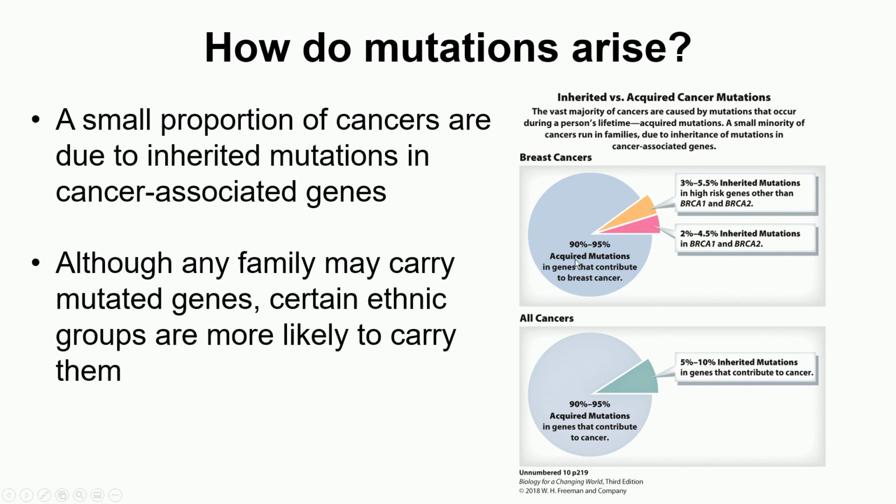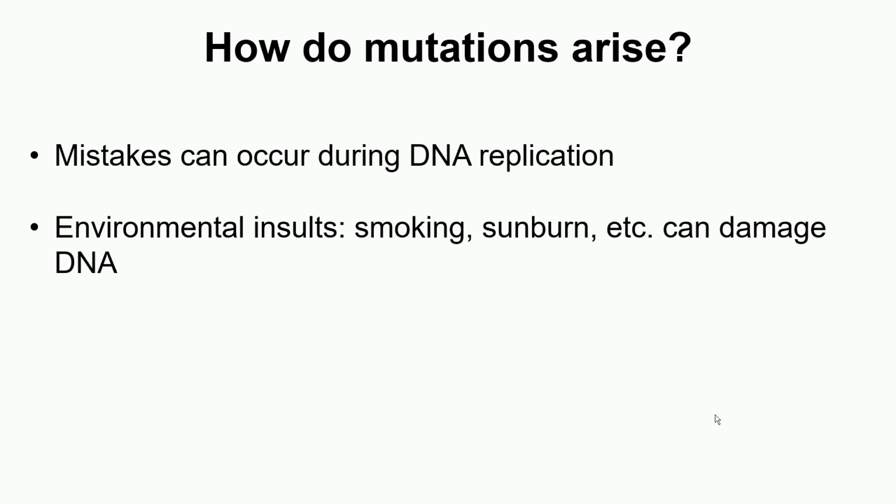In breast cancer, around 90 to 95% are acquired mutations that are responsible for cancer, and there are about 2 to 4.5% inherited mutations in BRCA1 and BRCA2, and 3 to 5% inherited mutations other than BRCA1 and BRCA2. And this is the incidence rate in all the other cancers: 90 to 95% is because of acquired mutations, and 5 to 10% are the inherited mutations which are responsible for cancer.